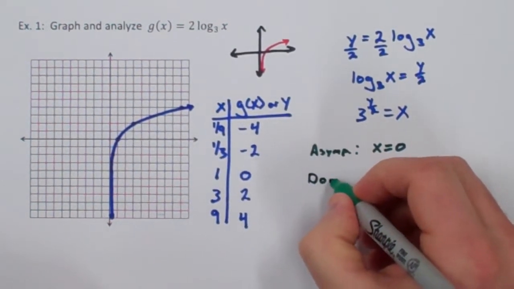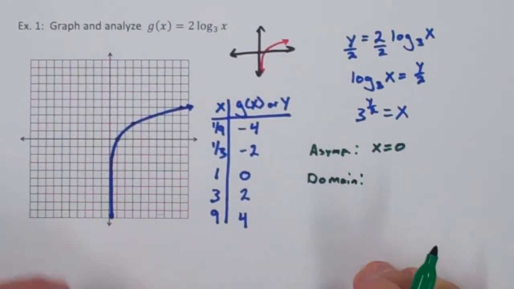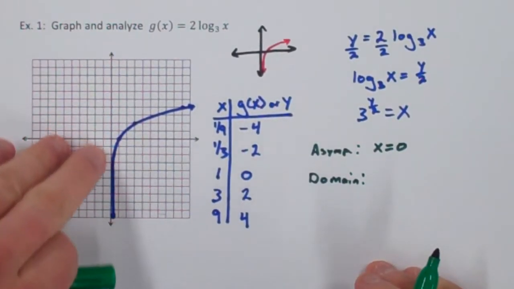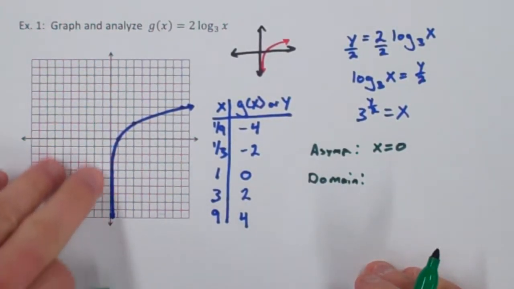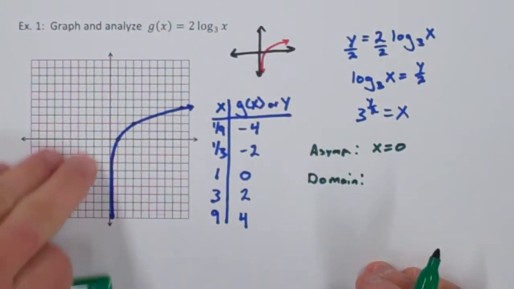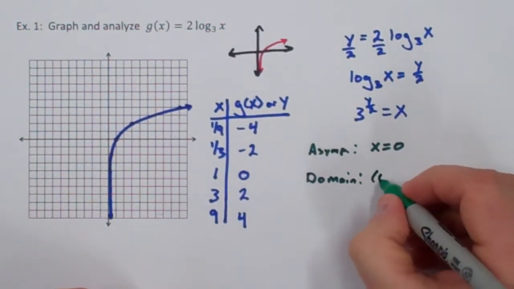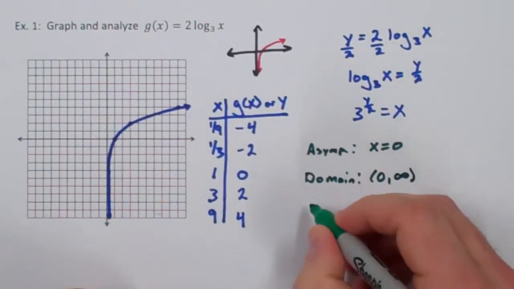And the domain, those are all the possible values of x, and you can see that the graph will never hit this value of x here, which is 0, and it doesn't exist for any negative values. So the domain is going to be 0 to infinity only.